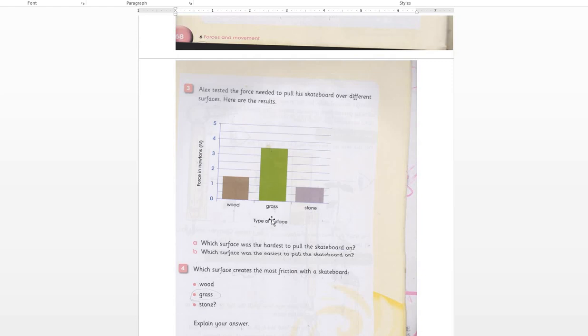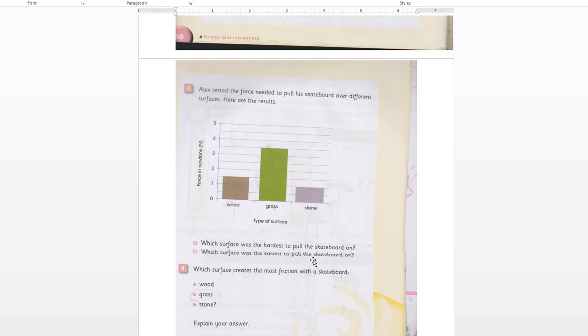So question A, we need to know this type of surface, and this one is force in Newton, right? So which surface is the hardest to pull the skateboard on? Look at this surface. Which one is the hardest? The hardest surface is grass, because it is difficult to pull. Look, it's the hardest.